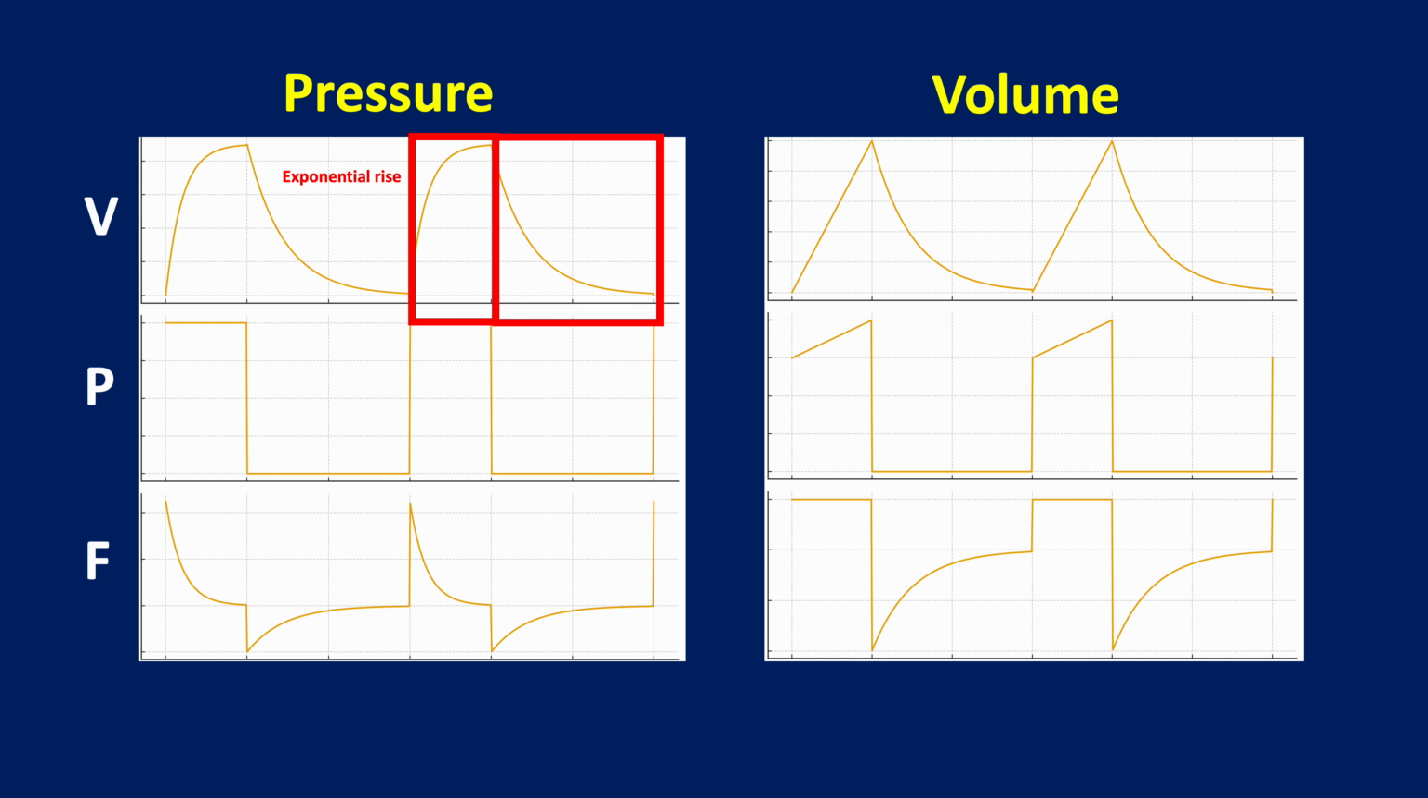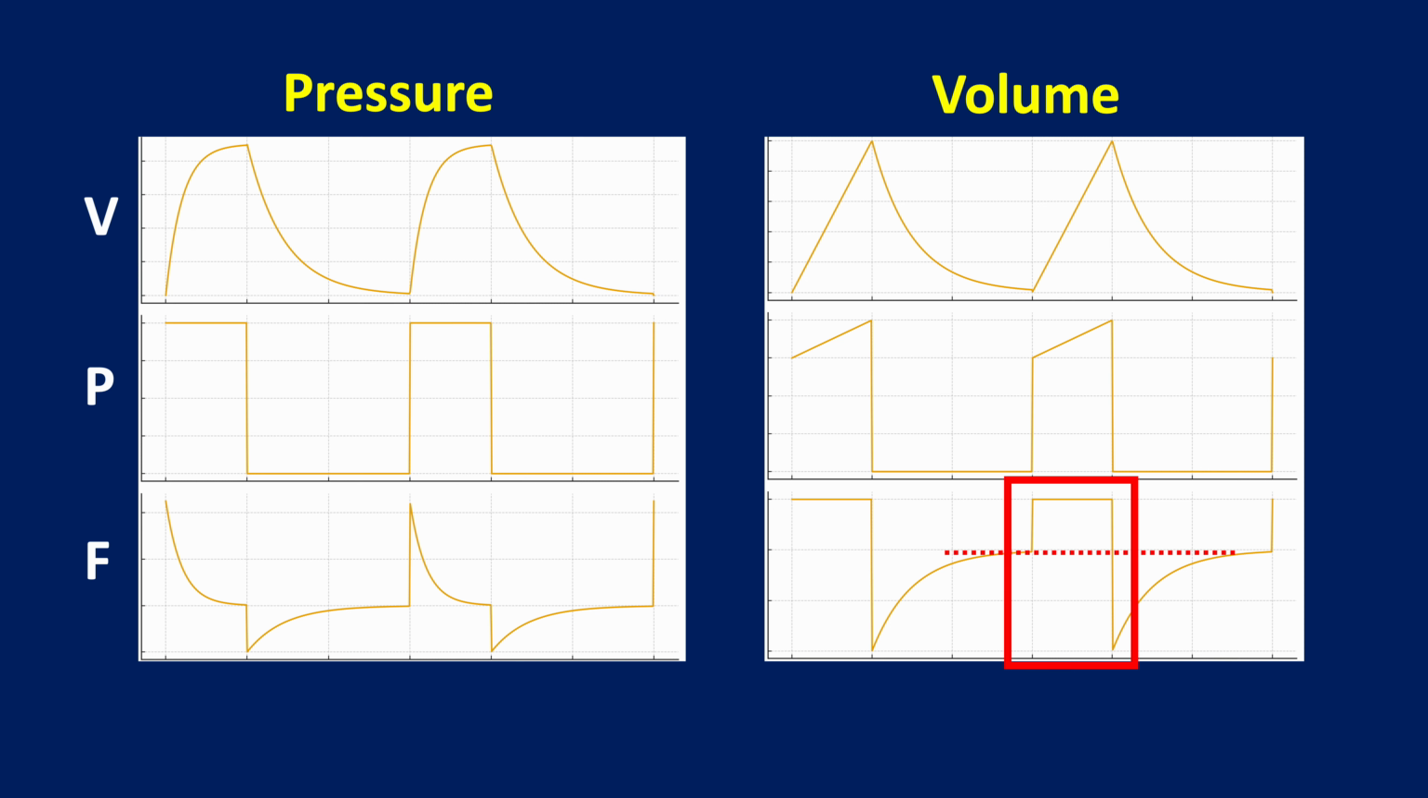Now we'll discuss the volume waveform. As we've discussed, the flow initially starts high and then gradually decelerates as alveolar pressure equilibrates. This produces an exponential rise in volume rather than a straight line, as we'll discuss for volume ventilation. Once inspiration is complete, expiration is achieved passively via exponential decay back to baseline.